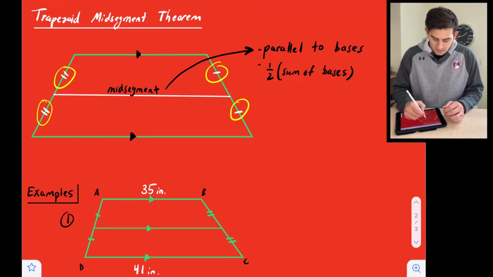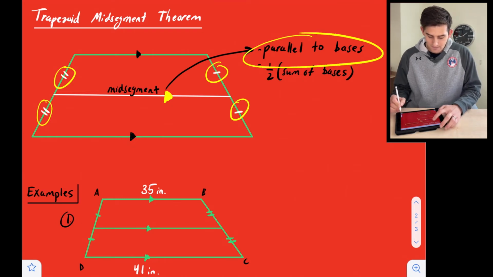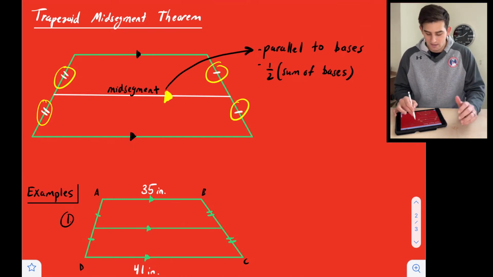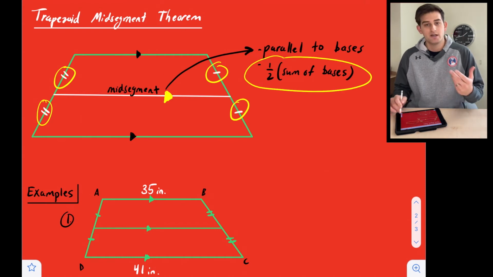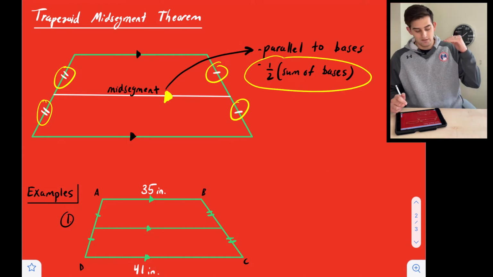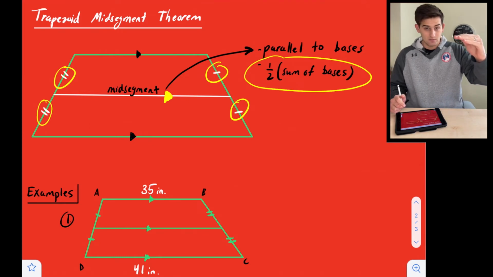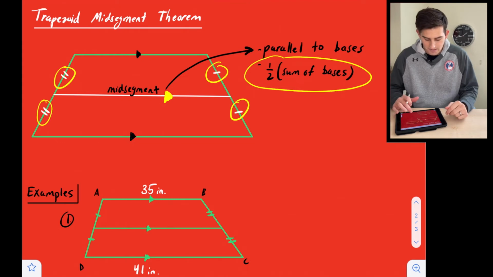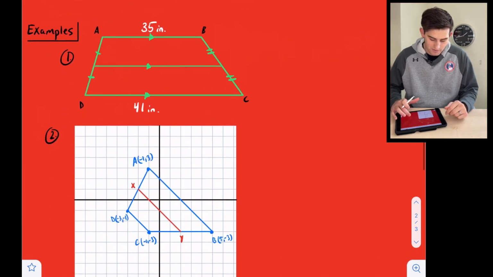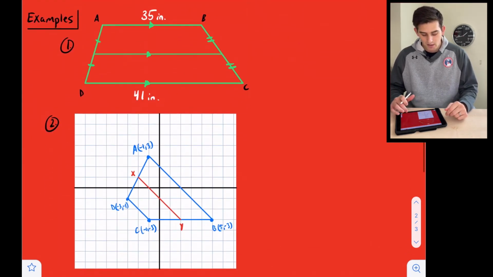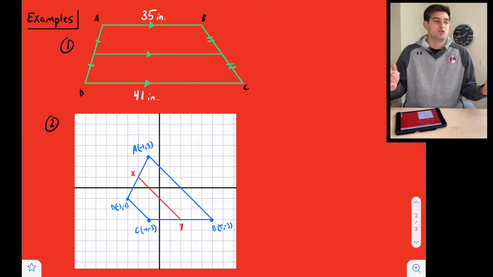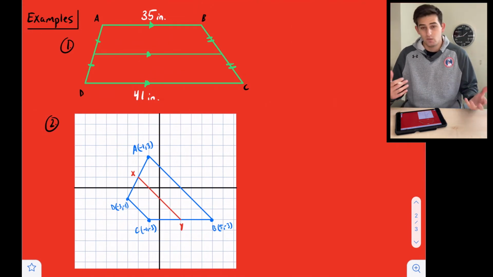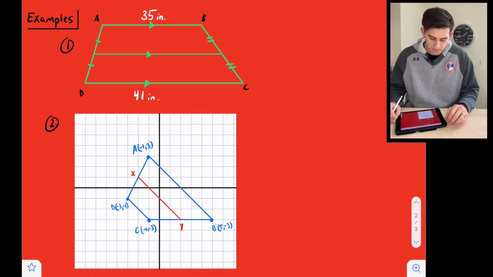Also, the midsegment is parallel to the bases, and the length of the midsegment is half of the sum of the two bases, okay? So we take base number one, base number two, add them together, take half of it, and that's the length of our midsegment, okay? So we're going to do a couple examples by finding the length of the midsegment, one in just a drawing, like we see in example one, and then one in a coordinate plane, like we see in example two.